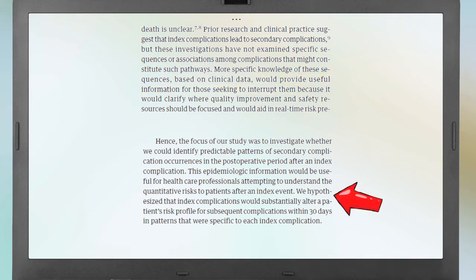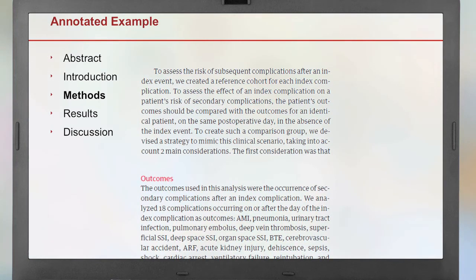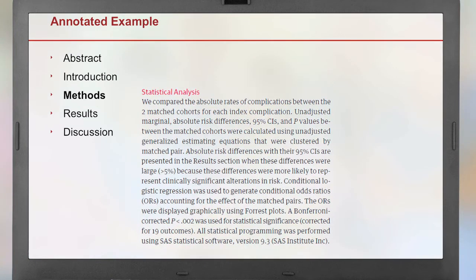Next appears the hypothesis, or main testable idea of the study. The prediction here is that index complications will influence a patient's risk for later complications in uniquely identifiable patterns. Following the introduction, the methods section serves as a how-to manual for replicating the study. This section typically contains information on study participants, outcome measures, and data analysis.